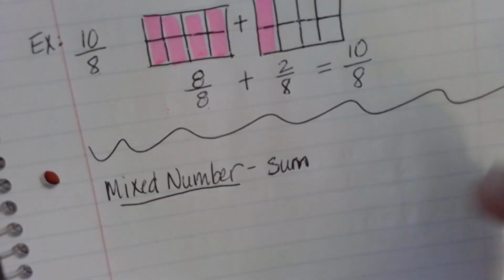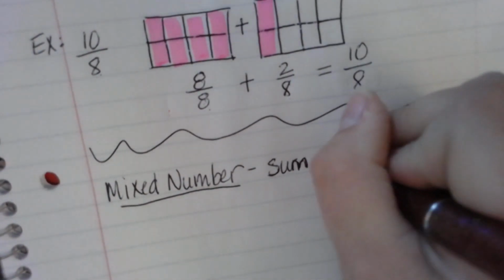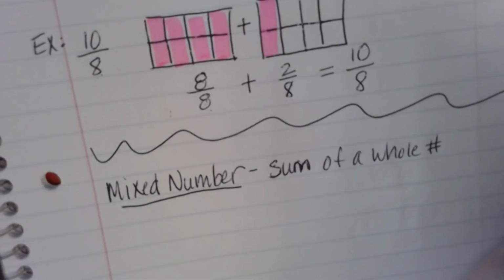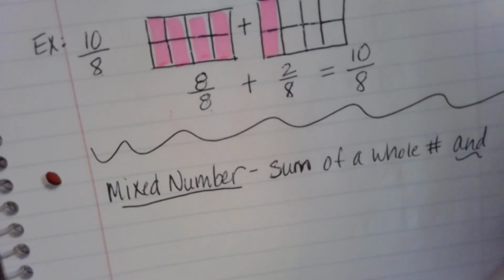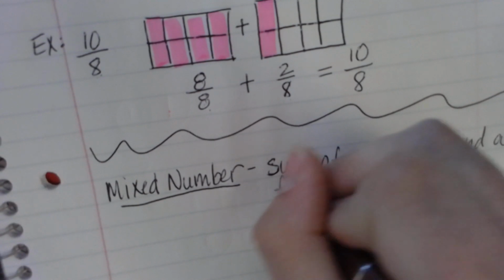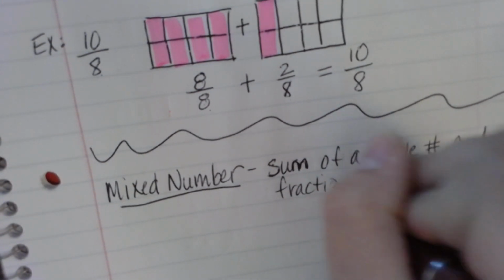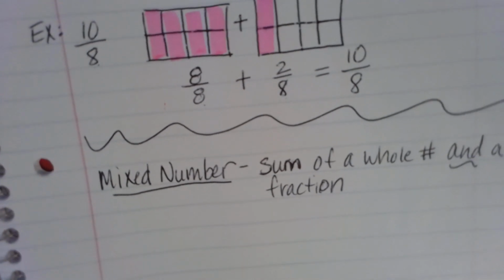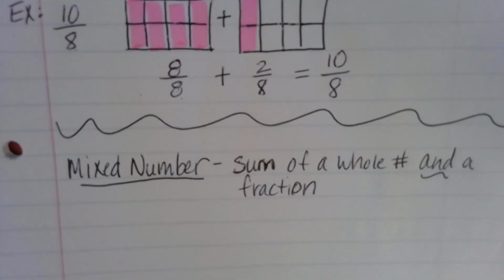The sum of a whole number and a fraction. Oh, my ink is giving out there. All right, so we've got the sum of a whole number and, let me scoot this over, a fraction.